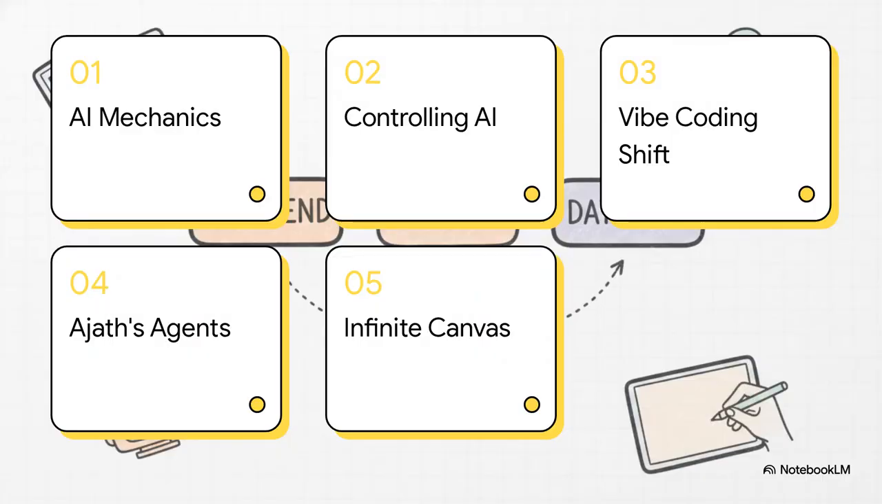Here's our roadmap for today. First, AI mechanics, tokens and prediction. Second, controlling AI, temperature and settings. Third, the vibe coding revolution. Fourth, Ajath's parallel agent crew. And finally, designing on the infinite canvas.